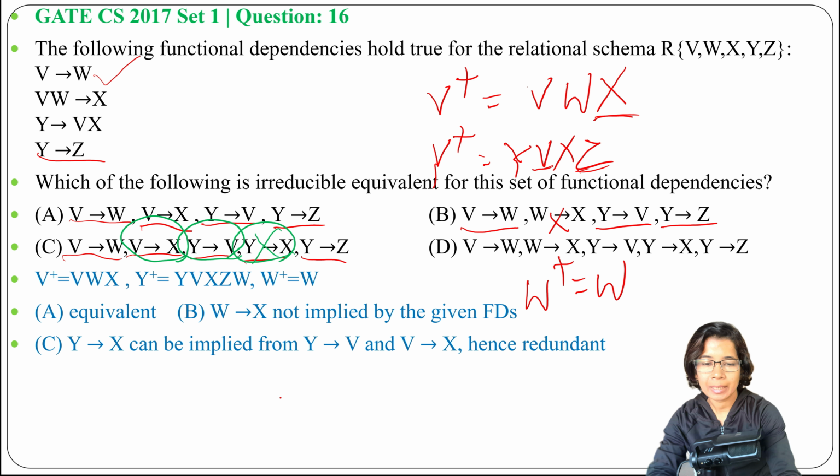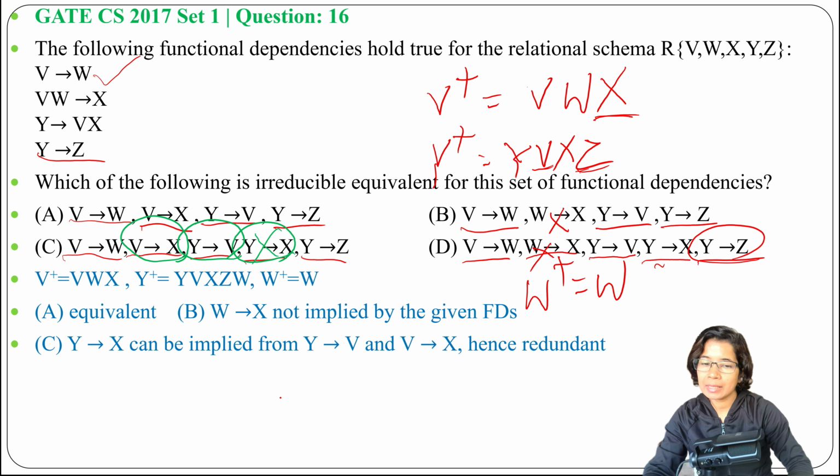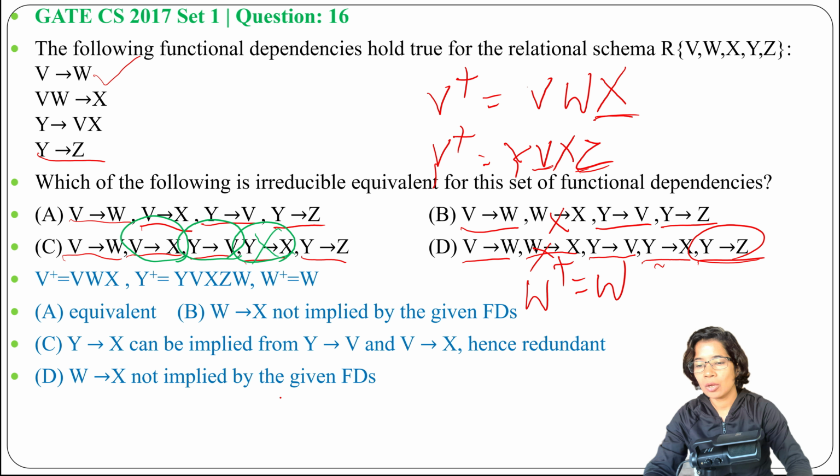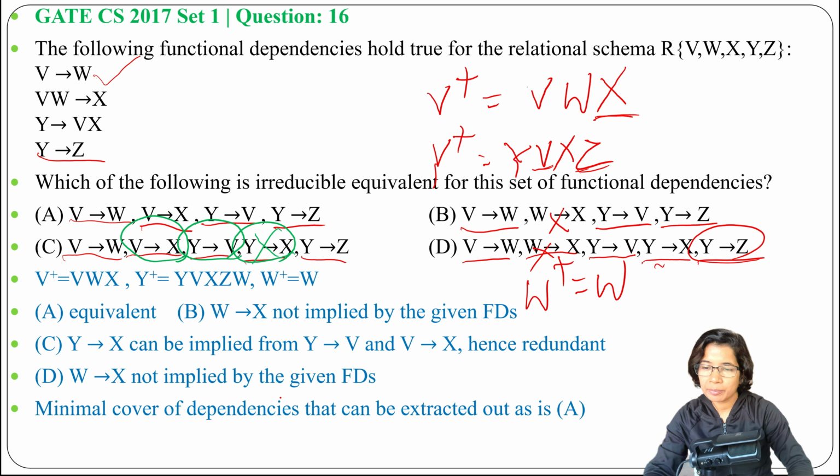Next, option D: V implies W, yes, it exists. W implies X, it doesn't exist, as the W positive closure just contains W. Then Y implies V, this exists. Y implies X, this exists. Y implies Z comes directly from the functional dependencies. Due to W implies X, options B and D are not true. And in option C, there is redundancy, a transitive dependency is present, hence the answer will be option A. So the minimal cover of the dependencies is in option A. Answer will be option A.